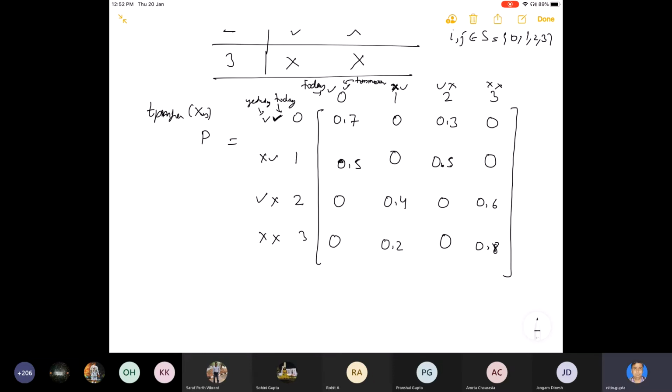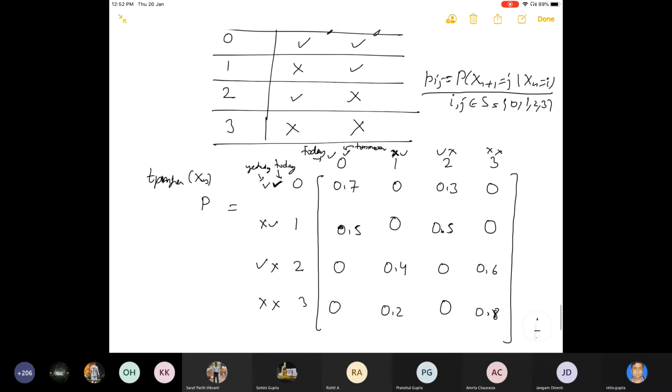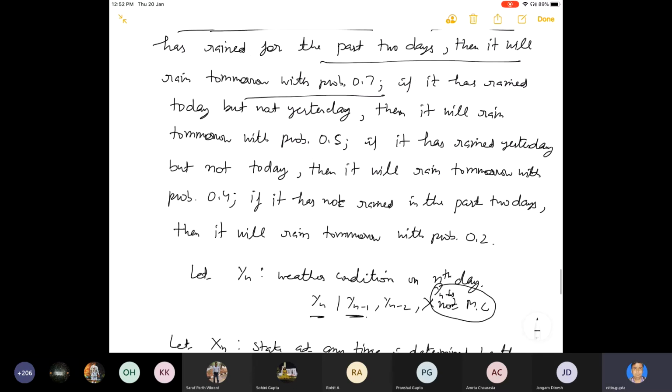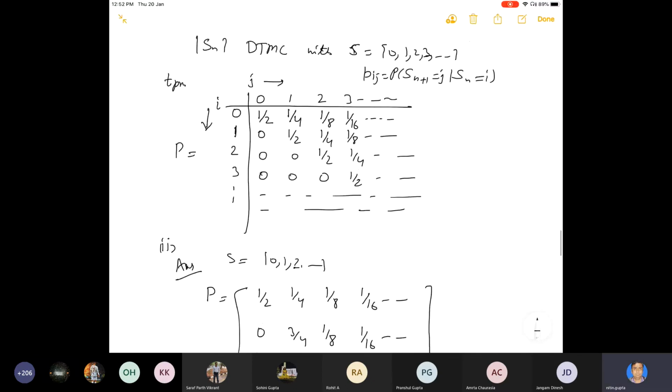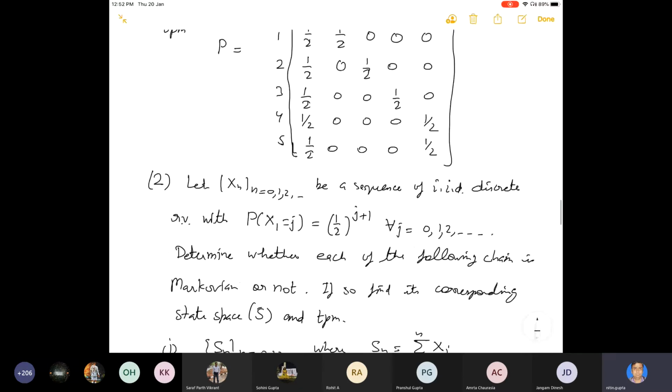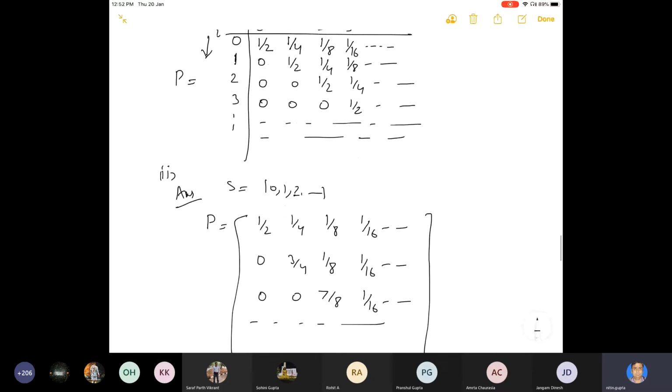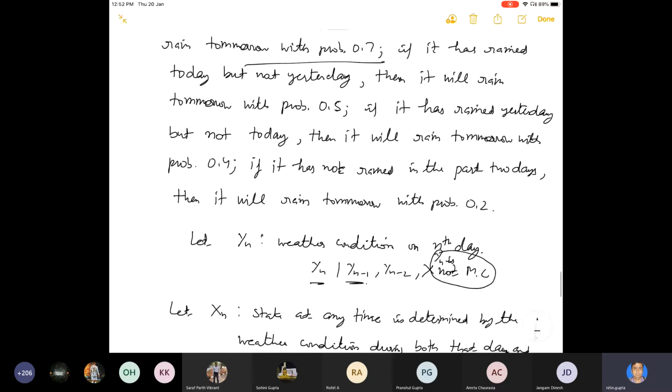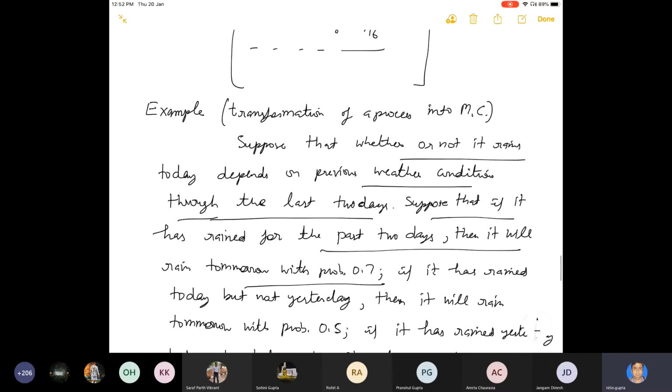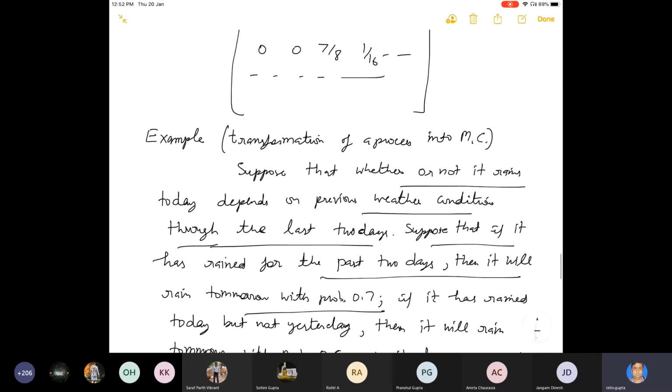Okay, so I think I stop here today. Today we have basically started with the discrete time Markov chain and seen how we can make the discrete time Markov chain for different questions, how to make the TPM and state space, and some transformation of a process into a Markov chain also we have done.